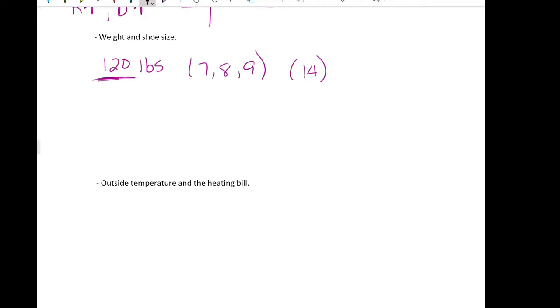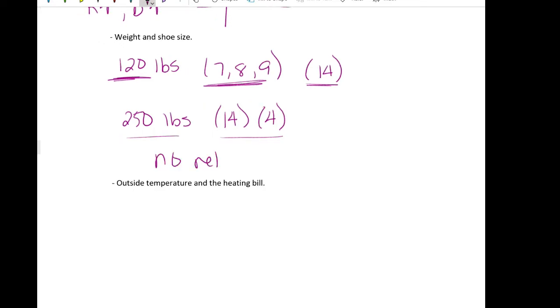Similarly, you could think of a 6'5" football player who weighs 250 pounds and wears a size 14 shoe. Or a troll who weighs 250 pounds but only wears size 4. In this case, there is so much variation that this is no relation.